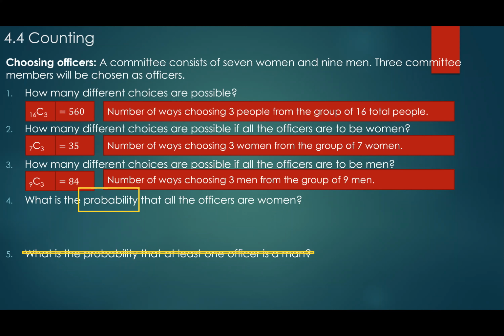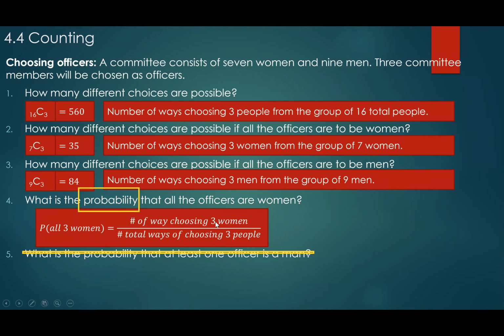What is the probability that all of the officers are women? In this case, just like before, to find the probability, we need to know what we're looking for. We're looking for how many ways I can get all three officers to be women, over the total possibility of selecting 3 people. In this case, I have 35, the number of all-women committees, divided by 560, in general how many ways I can choose 3 people from the group of 16. And if I divide this, I get 0.0625.